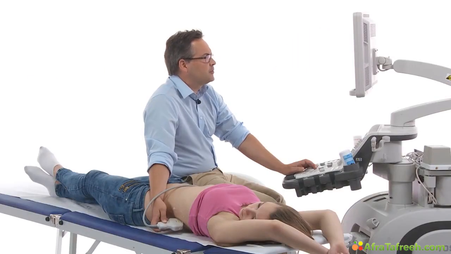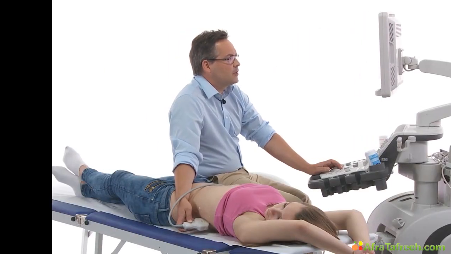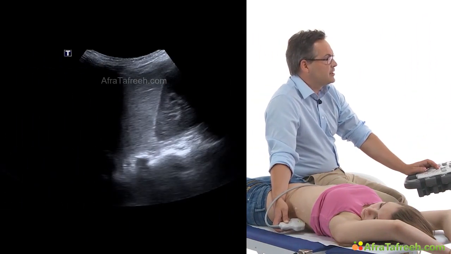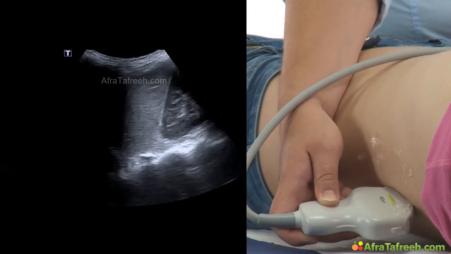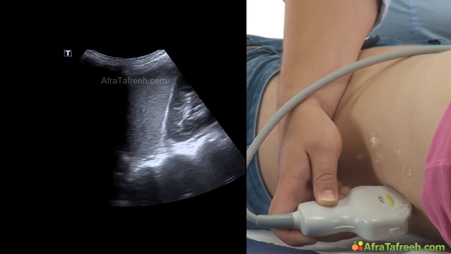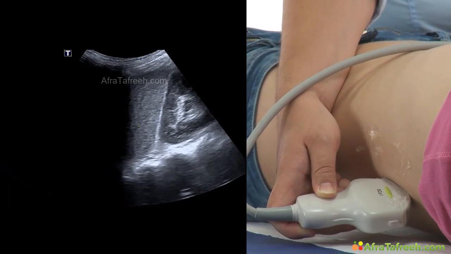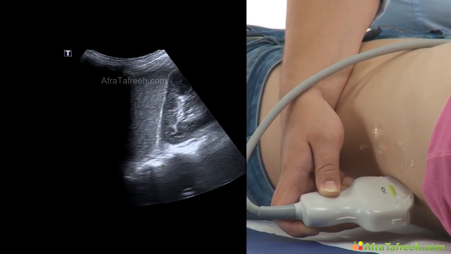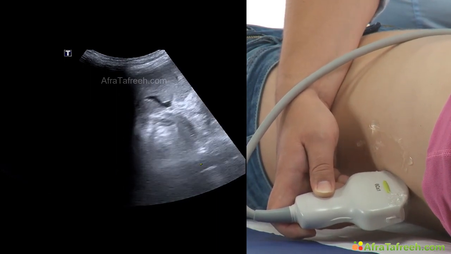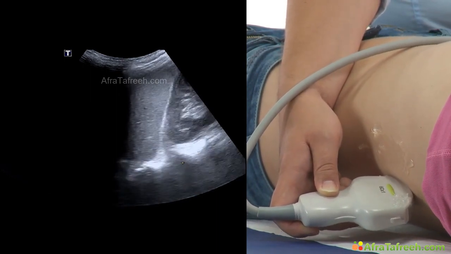In order to get a good view of the left adrenal gland, we use a longitudinal scan in a very lateral position, and we look for the landmarks on the left side: the spleen over here, the left kidney, the spine, the lumbar vertebra, and the aorta in this region.